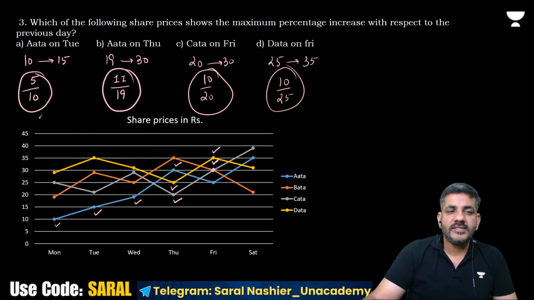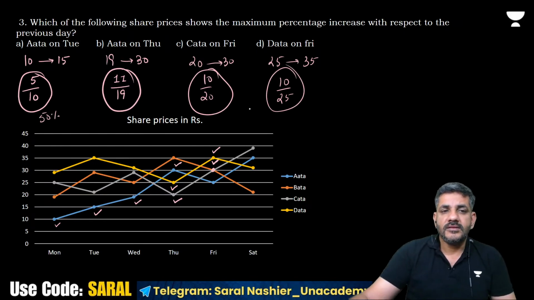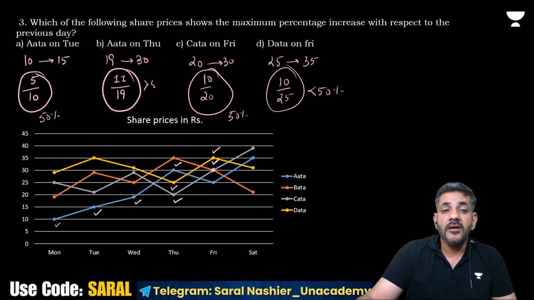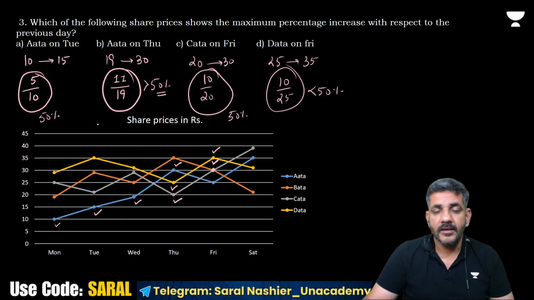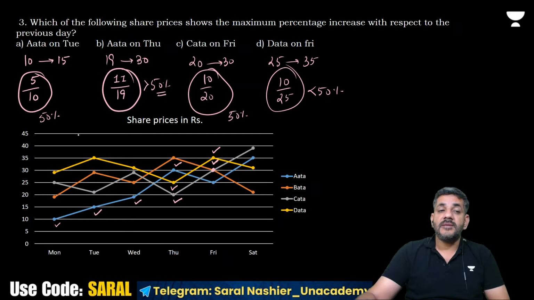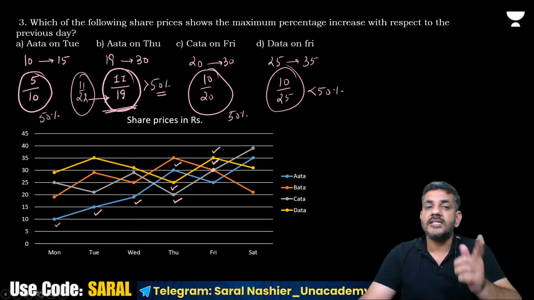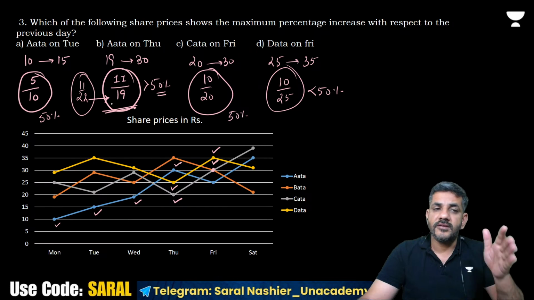Now this value is exactly 50%. This value is exactly 50%. This is definitely less than 50%, and this is definitely more than 50%. 11 by 19 is more than 50% because 11 by 22 is 50%. And when I decrease the denominator, the value becomes higher. So there is only one value which is greater than 50%. All others are either 50 or less.